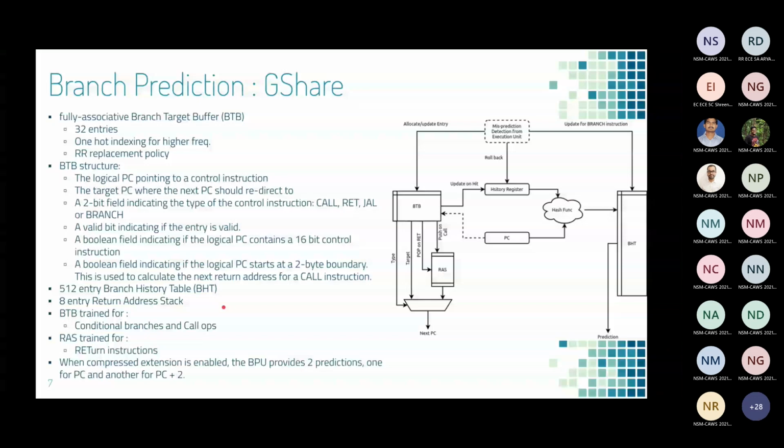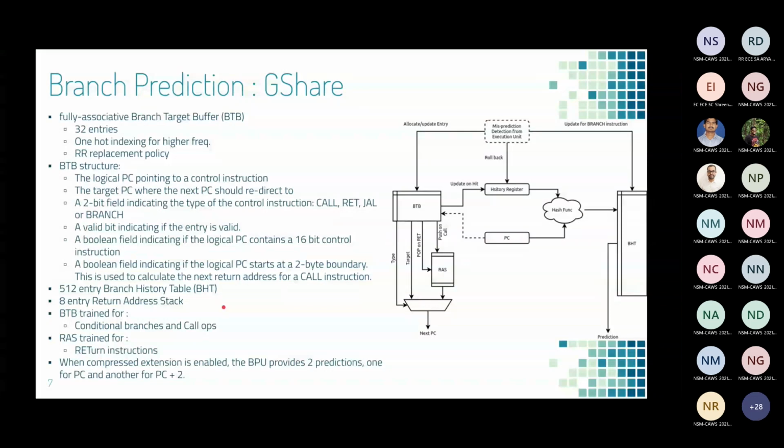The other category is the global predictors. What it says is, I know PC 1000 is a branch. I'm going to predict based on all the previous branches that happened in the last 10 sequences, or all the last 10 branches that occur. So you're looking at a global view of all branches to predict what the current branch should be. Right? That's why it's called a global predictor. You don't only look at the history of that one branch alone, but you look at what were all the branches before it, whether they were taken, not taken, taken, not taken. And based on that, you will predict whether the current PC should be taken or not.